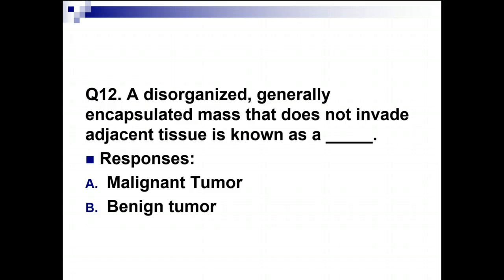Let us review. Question 12. A disorganized, generally encapsulated mass that does not invade adjacent tissue is known as a. Choose the correct answer.